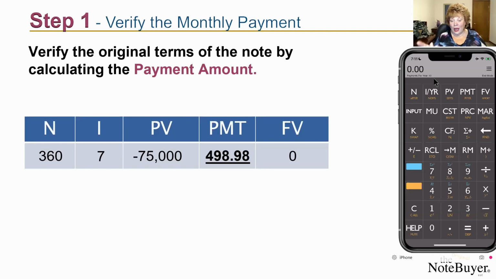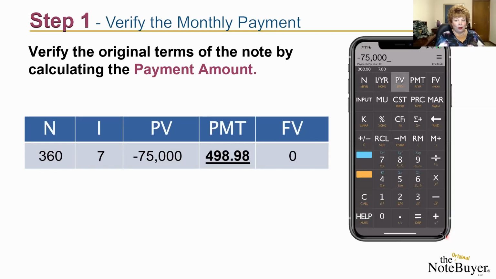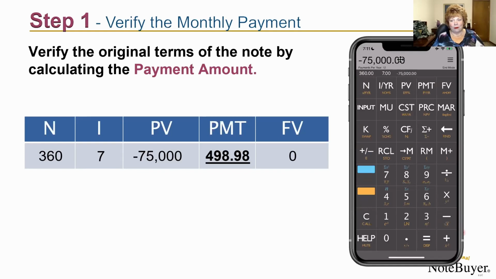So now that we know that we have it set up properly, we're going to enter in 360 N and then 7 I, 75,000. Now we're going to use that plus or minus sign right there, not the addition and subtraction sign down in the corner. We're going to change that to negative 75,000. Now, if you recall, that's just up in the display. We have to put it into PV. So we're going to drop that into PV.